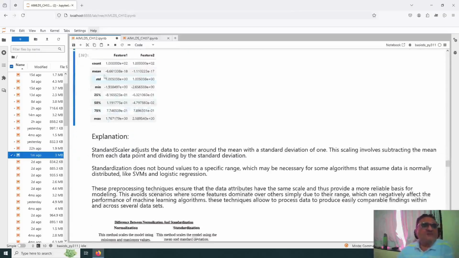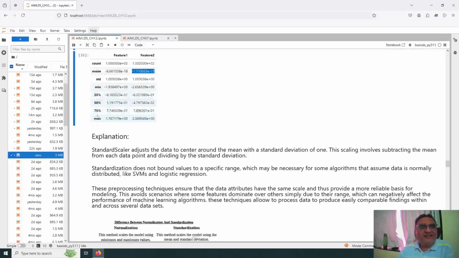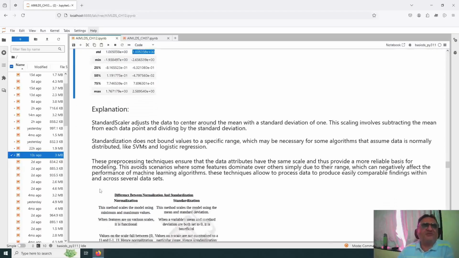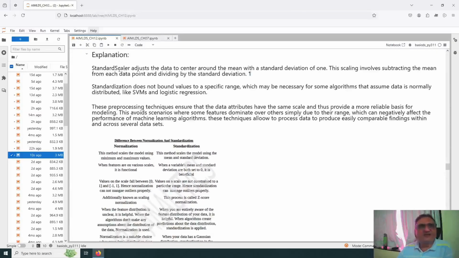mean has become 0 and standard deviation has become 1. This mean is 6.666 times 10 raised to minus 18, so that is 0.000 and 17 zeros and 10666, and similarly this is 0.000 and 16 zeros and 111, so that is almost 0. This much also is coming because of floating point inaccuracy. Okay, and the standard deviation is 1.000, so that is nearly 1, and here also it is 1.000, right? So standard deviation is 1. Now let us see some differences between them.